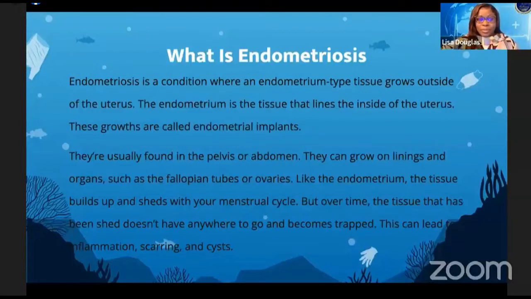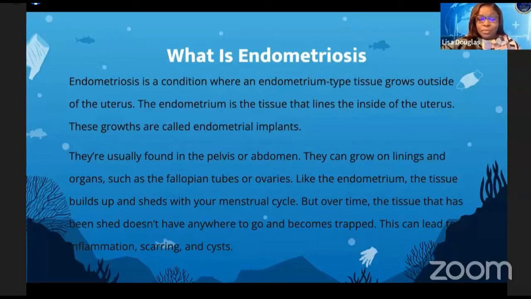So what is endometriosis? It's a condition where the endometrium type tissue grows outside of the uterus. The endometrium is the tissue that lines the inside of the uterus. These growths are called endometrial implants. They're usually found in the pelvis or the abdomen. They can grow on linings and organs, such as the fallopian tubes or the ovaries.